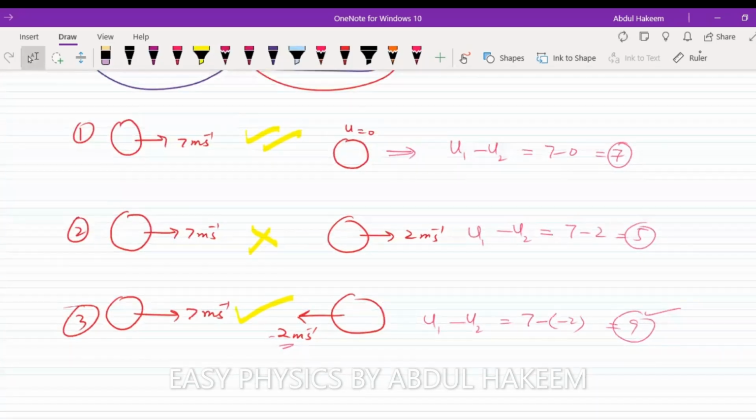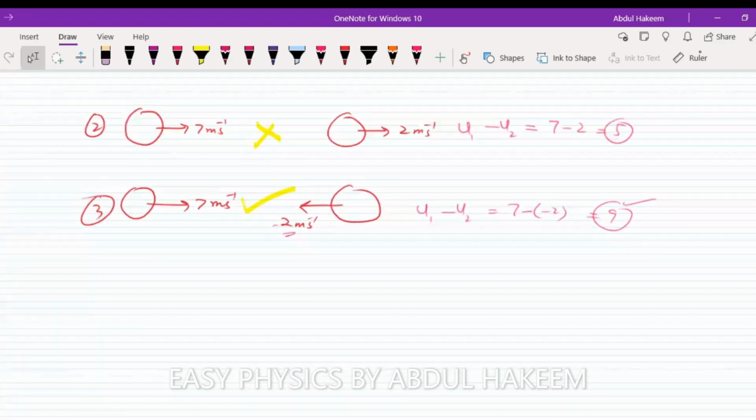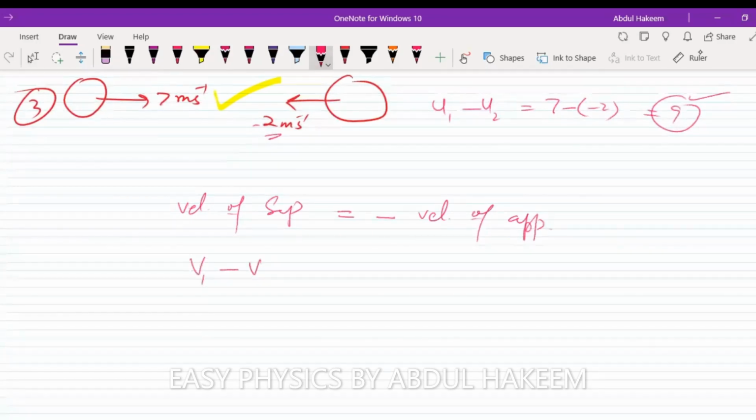And there is also the relative velocity of separation. If the collision is perfectly elastic, then the velocity of separation is equal but opposite in direction to the velocity of approach. For the elastic collision, meaning V1 minus V2 is equal to minus (U1 minus U2). But for the inelastic collision, both are not equal.